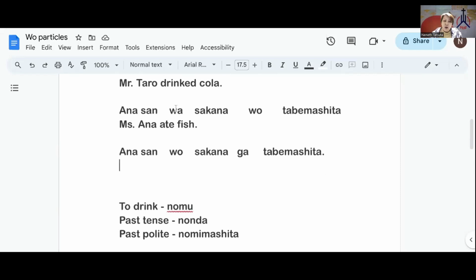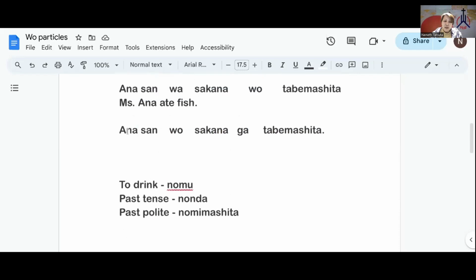Here, Ana-san wa sakana o tabemashita. Miss Anna ate fish. And this is the normal pattern, okay? The normal pattern. After the wo, there is the object.